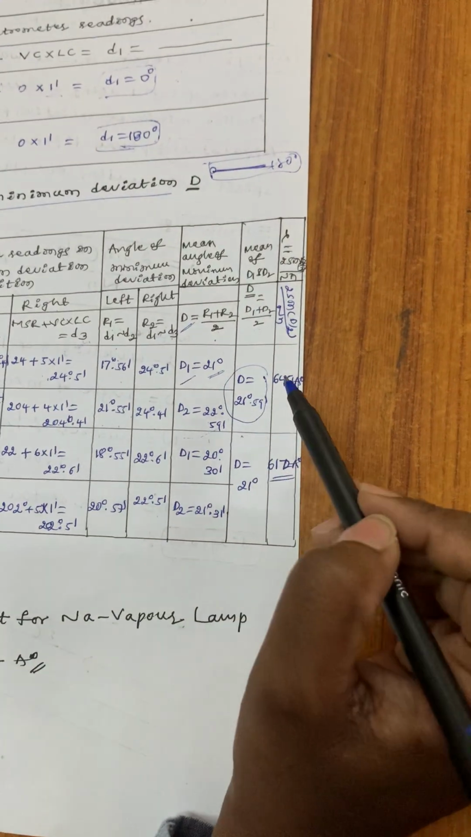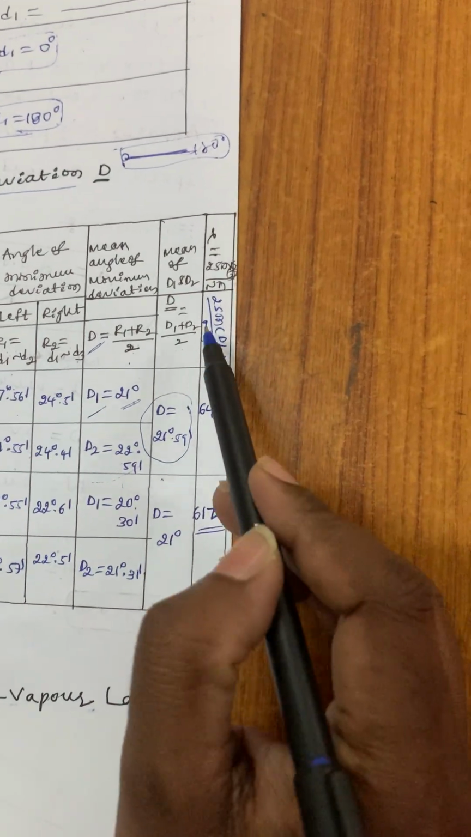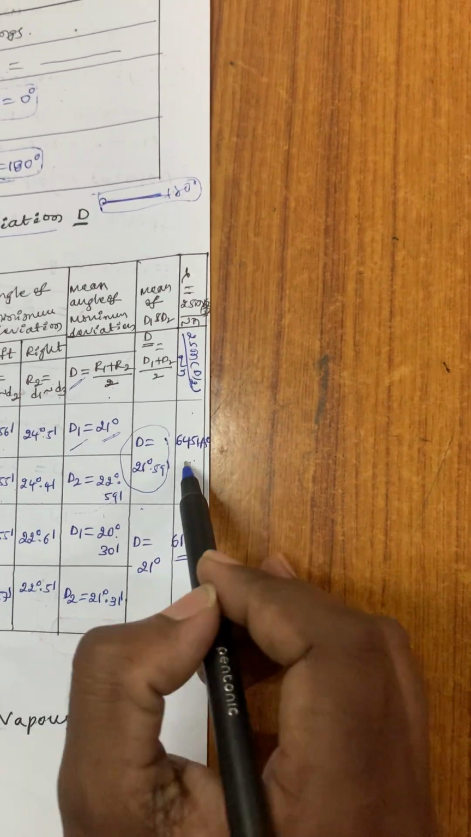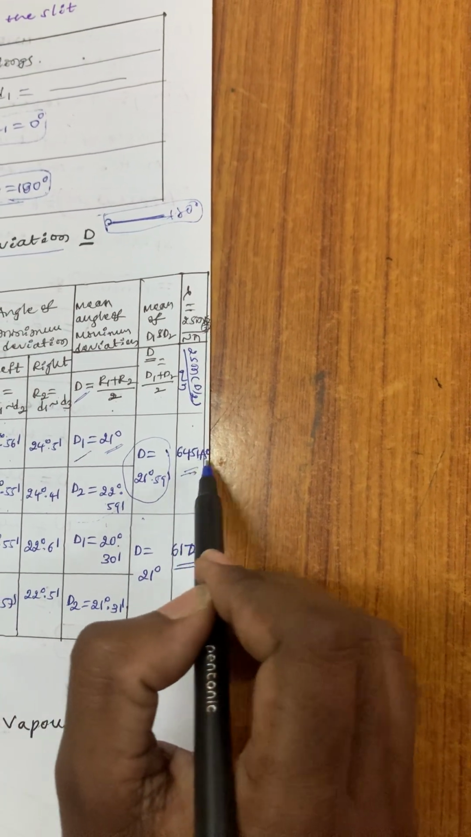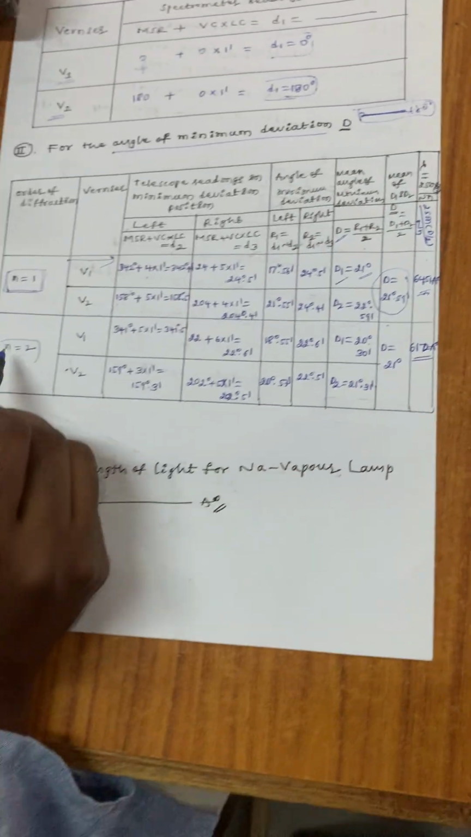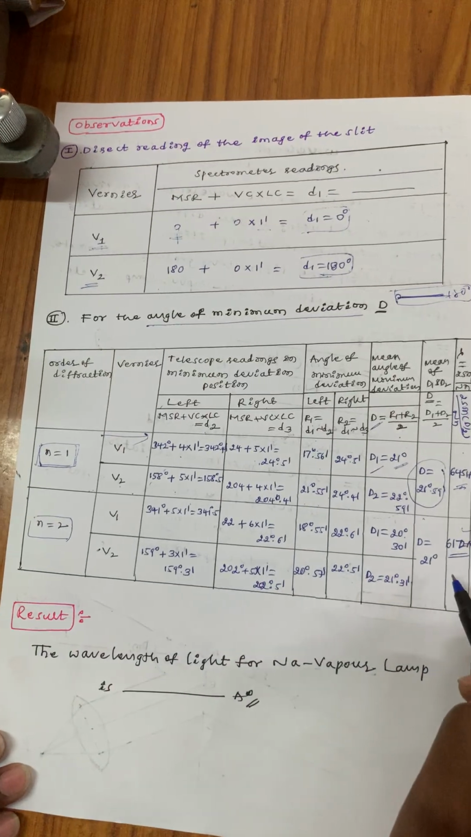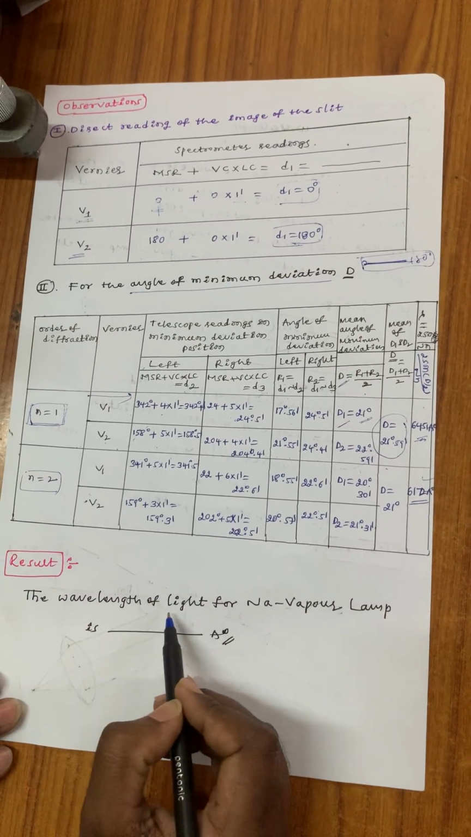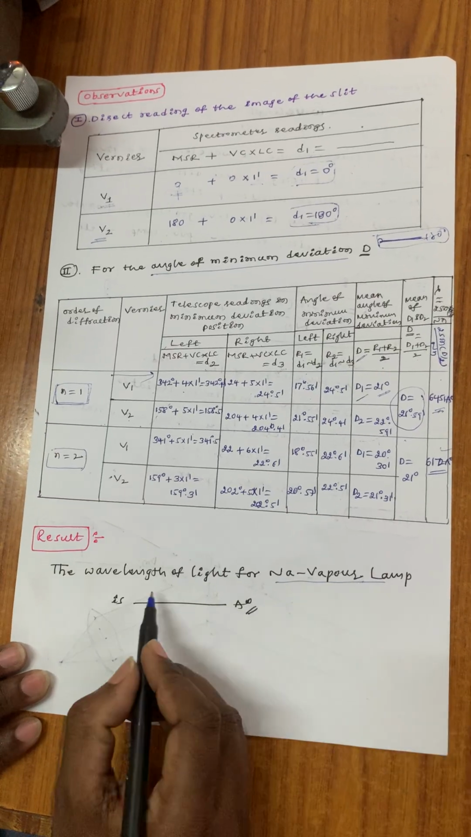This angle you have to substitute in the formula: 2 sin(D/2) divided by n into N. You will get the wavelength of the light you are using. In a similar fashion, you have to do the same for order 2, and you get that value, which is the wavelength. Therefore, in the result you have to write the wavelength of light of a sodium vapor lamp.